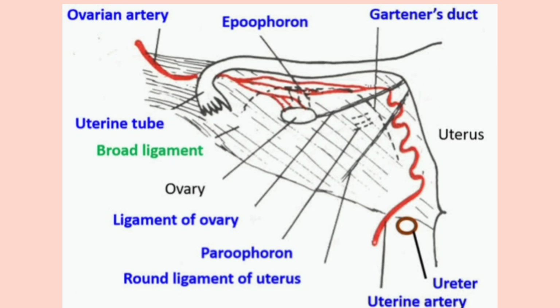And two miscellaneous structures: the lymphatics, that is lymph vessels and lymph nodes, and the second one is some areolar tissue. So all these structures are the contents of the broad ligament.